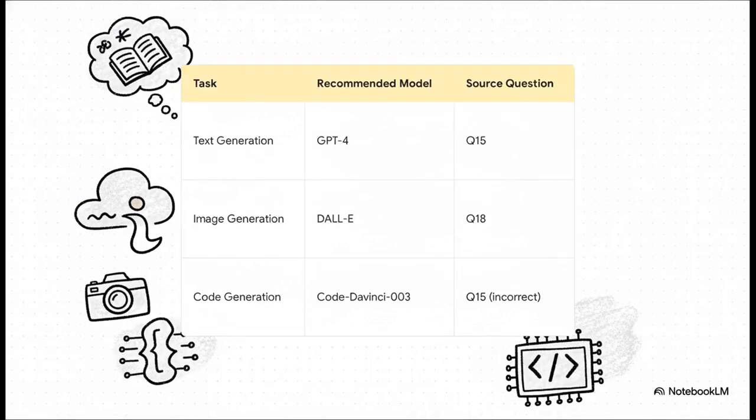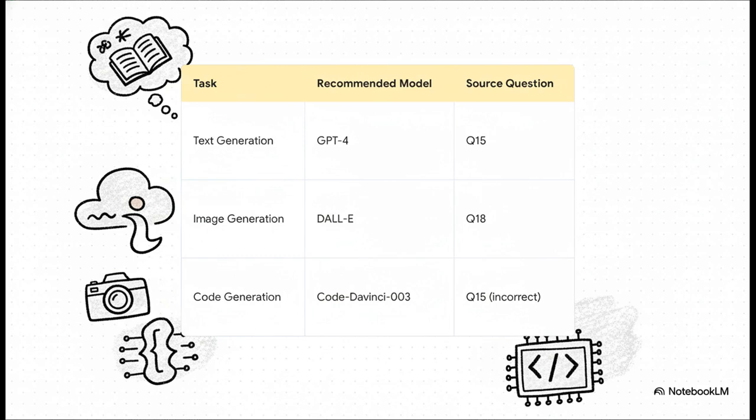And of course, you have to use the right model for the right task. This table breaks it down perfectly. For really sophisticated text, you want GPT-4. For generating images from a description, DALL-E is your go-to. And for pure code generation, you look at a model that's optimized just for that, like one from the DaVinci family.